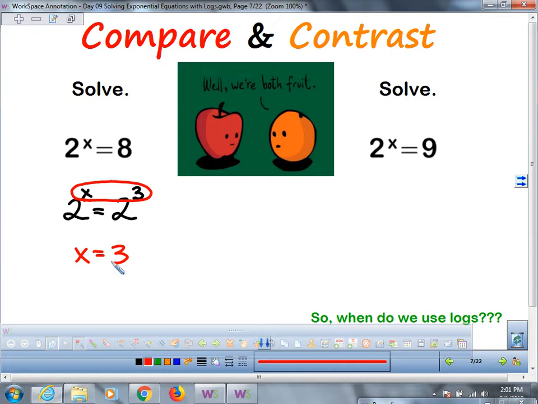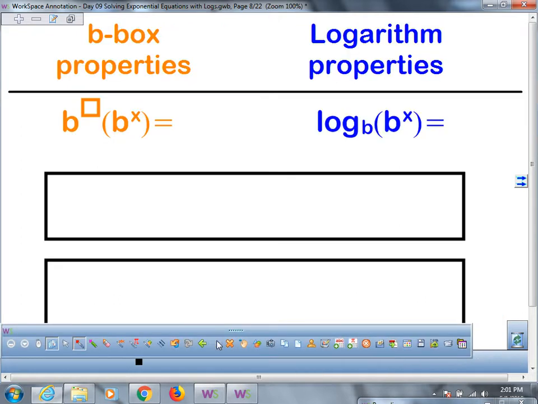Now here's another problem. Can you tell me what x equals here? It's 3 plus 1. I'm not so sure about that. No, we can't add stuff. We got to be able to solve it today. So what do you think we're going to use? Logarithm. We're going to use logs. Okay. Excited? All right.